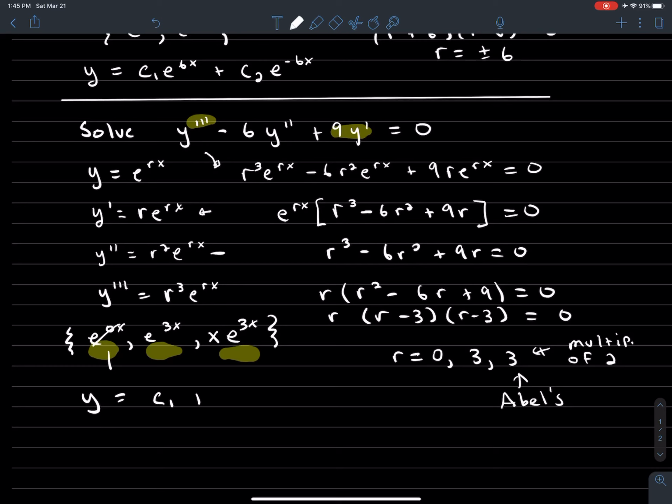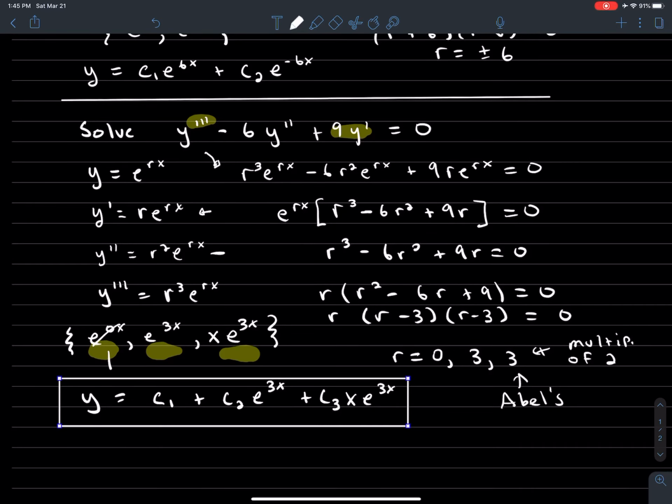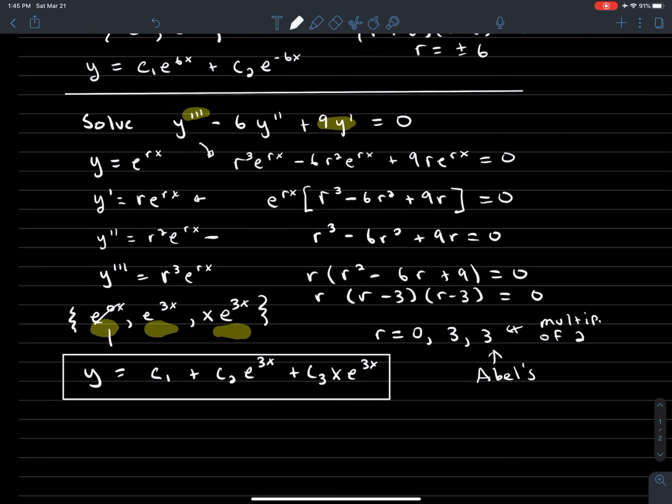So we get c1 plus c2 e to the 3x plus c3 x e to the 3x. Okay, so those are 2 examples of using, for constant coefficients, the substitution y equals e to the rx. Thank you.